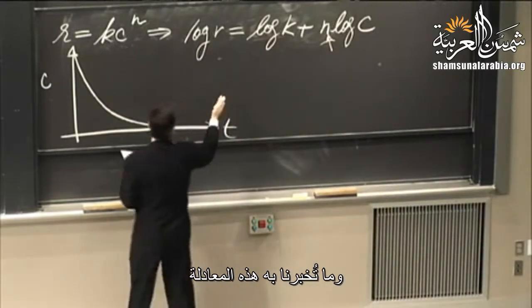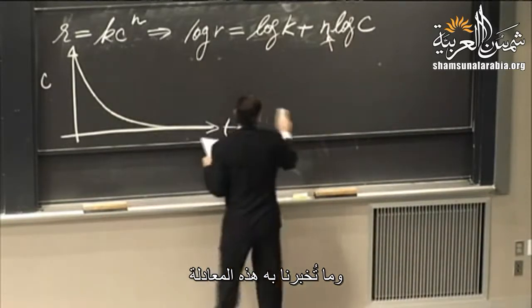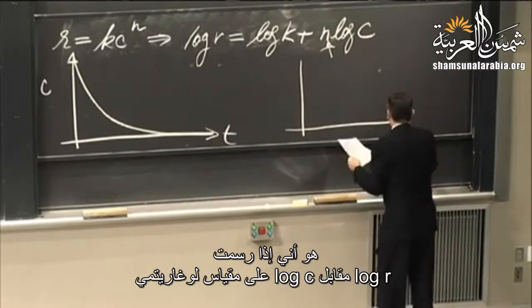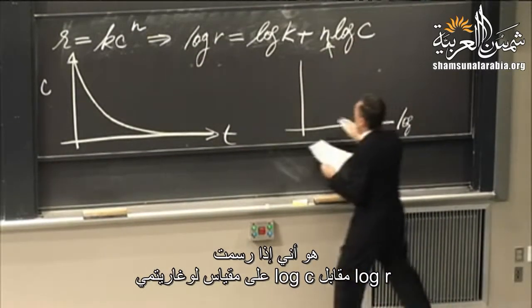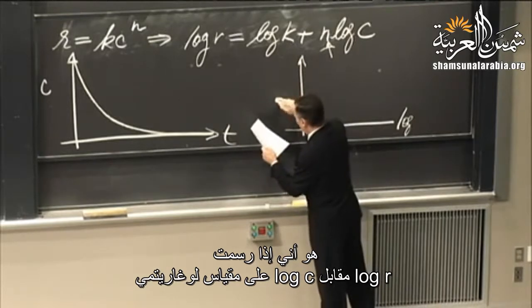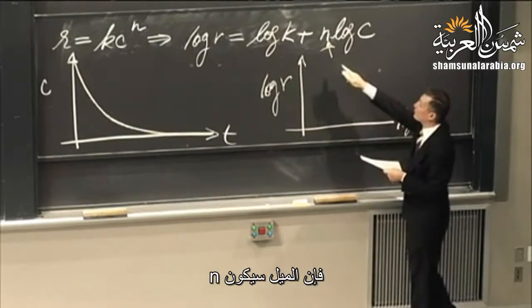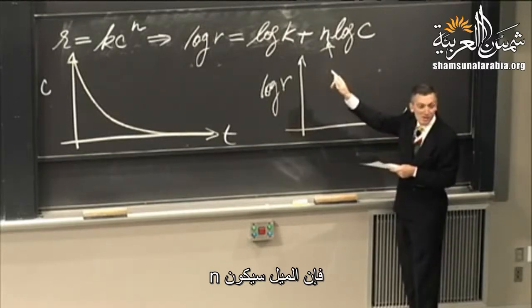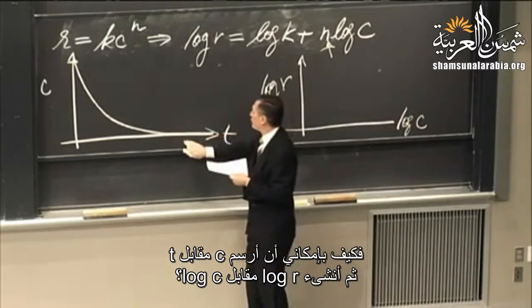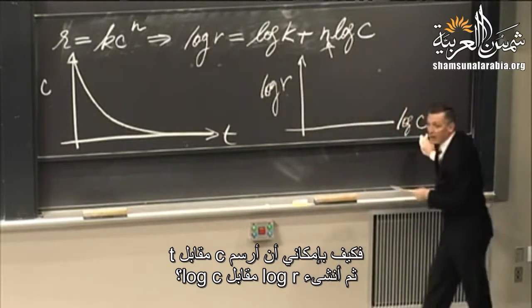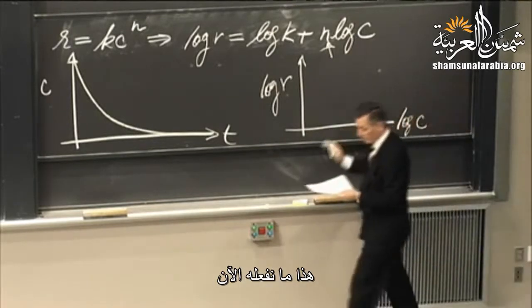So what this thing says is, if I make a plot of r versus c so that it's on a log scale, so if I plot log r versus log c, the slope is going to be n. So how do I take c versus t and construct log r versus log c? That's what we're going to do.